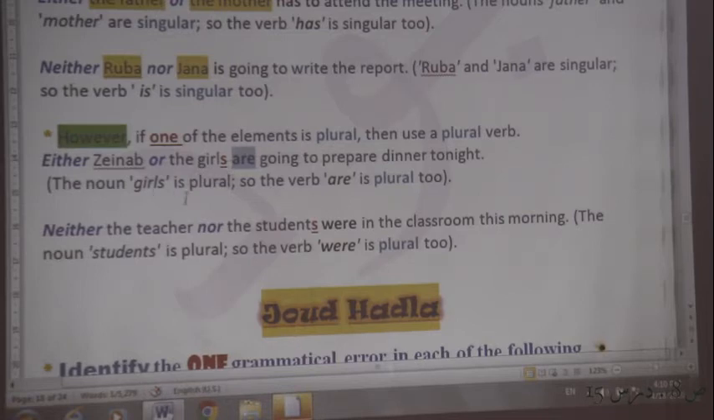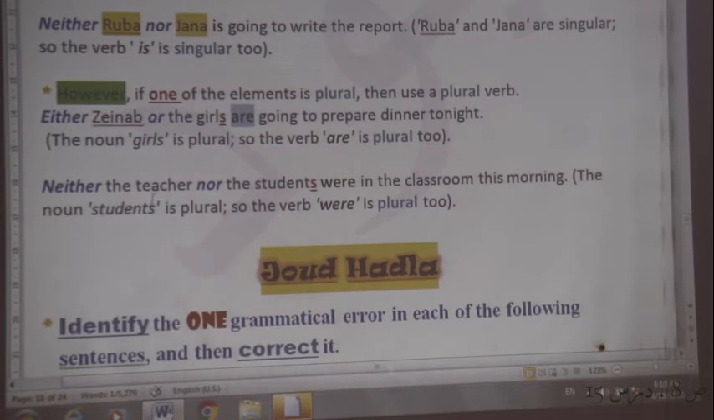So the noun girls is plural, so the verb are is plural too. Now, neither the teacher nor the students: again, students is in the plural form, so use the plural verb were. But as I told you, only think about the verb and the subject, or the noun after nor. In this case, we only need to use subject-verb agreement. If it is singular, use a singular verb. If it is plural, use a plural verb.